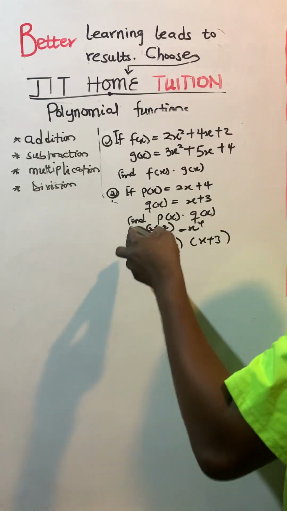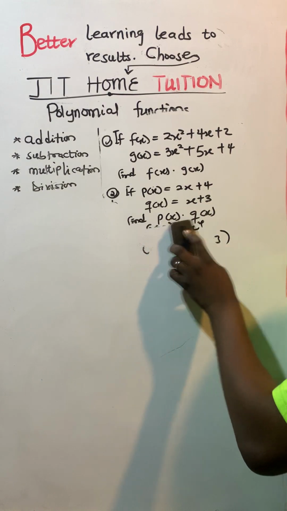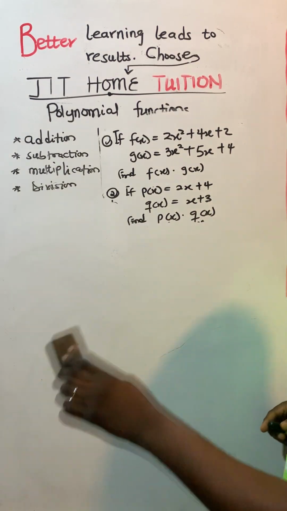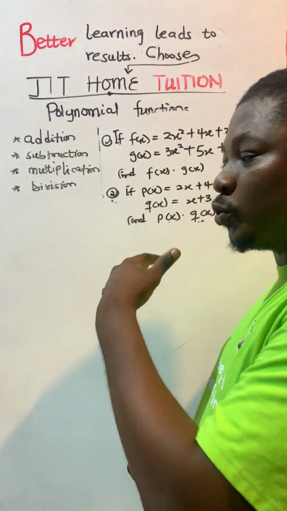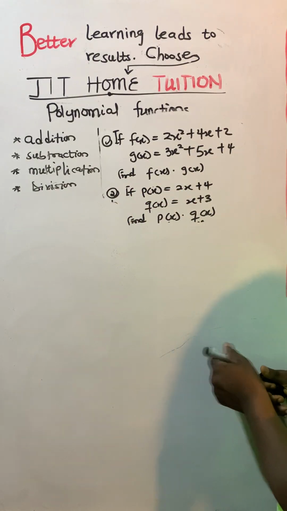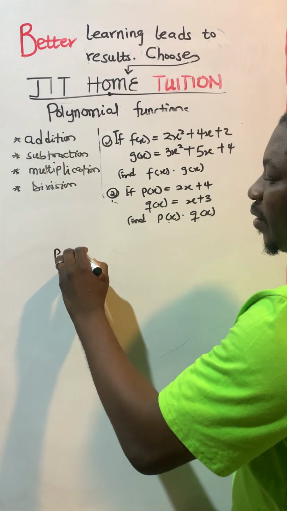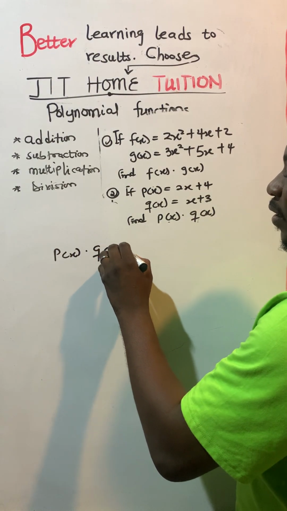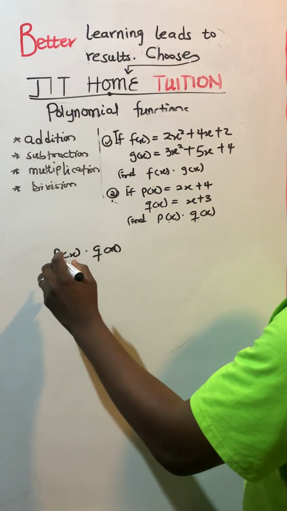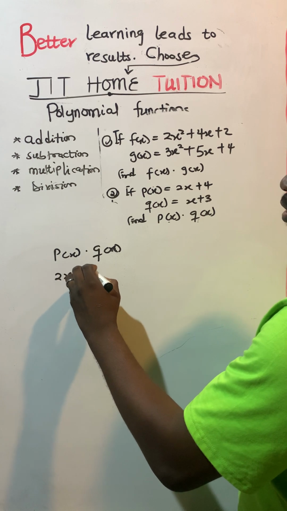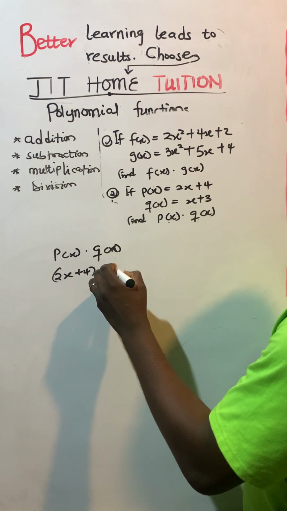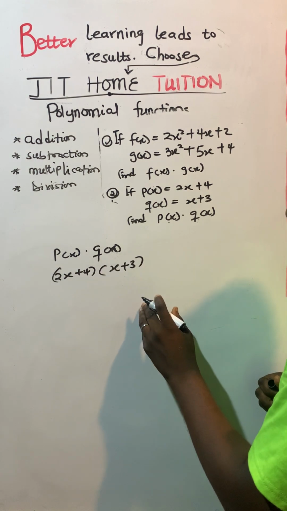Then after that, you resume to see how I solved it, whether you were able to do it. So that is P of x dot Q of x. All right. So that is 2x plus 4. Then you have x plus 3.